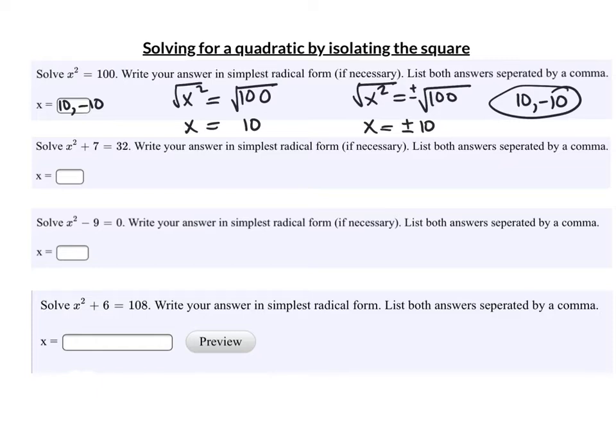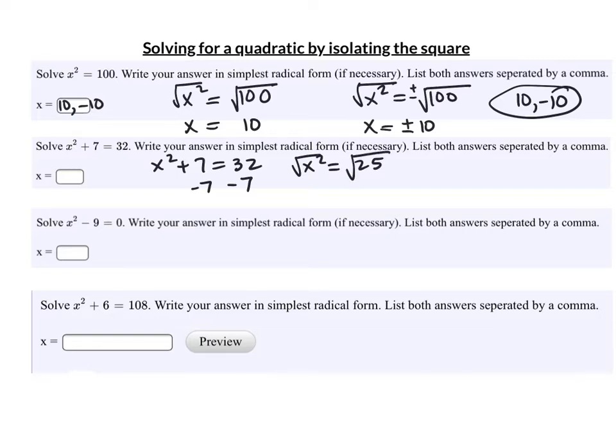Now in this next example, the square isn't by itself, so I can't take the square root. If I were to try to take the square root of both sides now, I wouldn't be able to do anything with this because I can't take the square root of x squared plus 7. It's not a perfect square. So what I have to do is isolate the square. Get the square by itself. So take that equation, x squared plus 7 equals 32, and take a 7 off each side. That'll get the x squared by itself. X squared now equals 25, which means I can now take the square root of both sides.